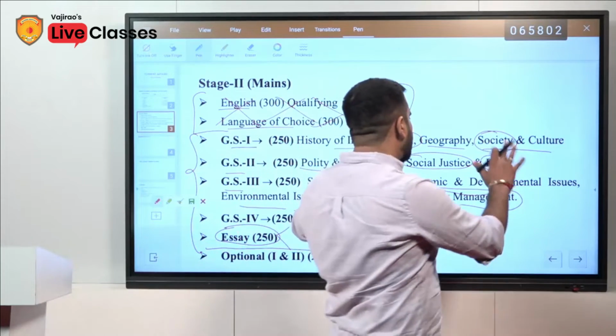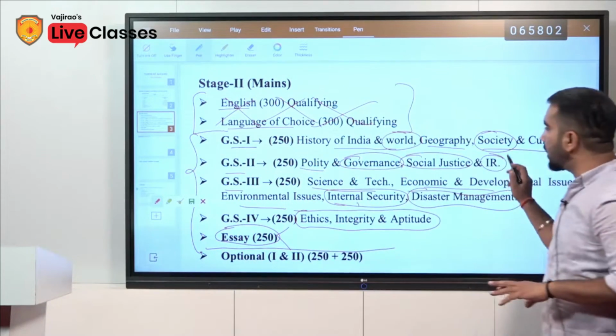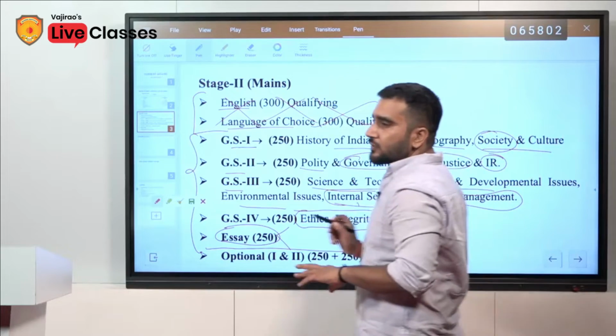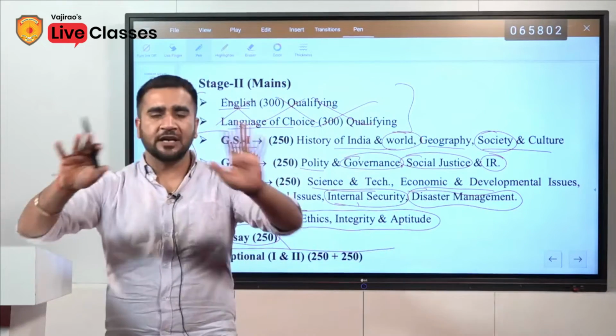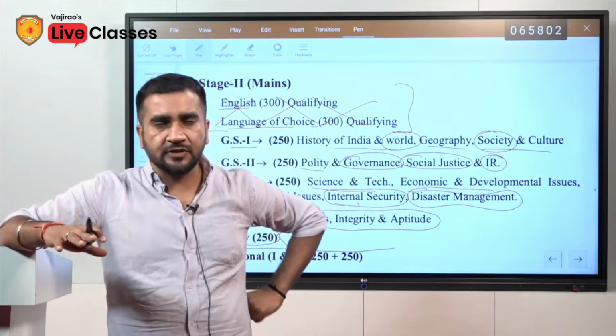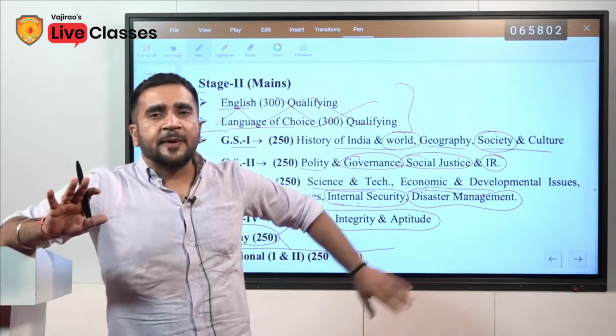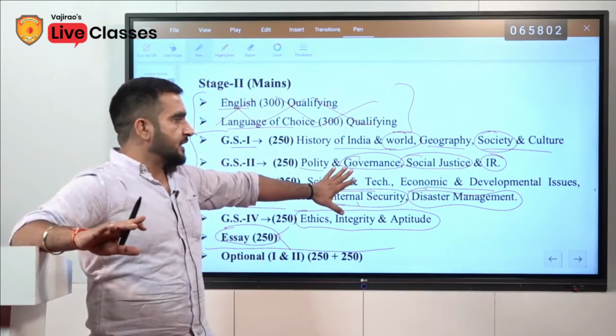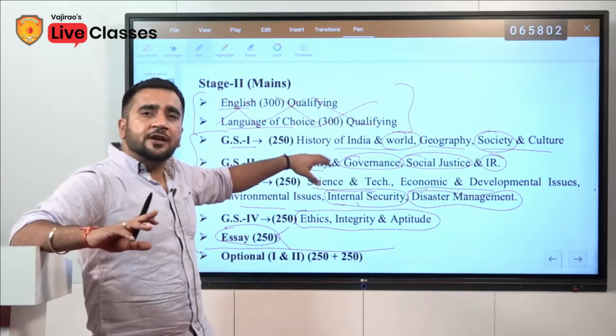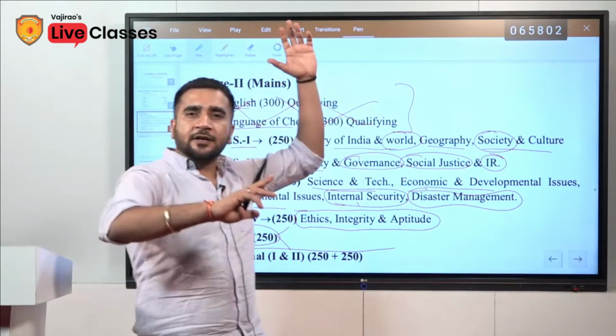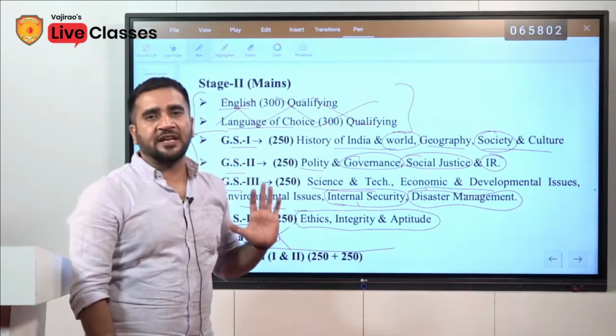Okay, first you need to make this thing very clear that the encircled ones are topics which are not part of prelims, which are not asked in prelims as per UPSC syllabus. But yes, they are specifically part of mains, you can say. And the ones which are not encircled are part of prelims as well as mains.